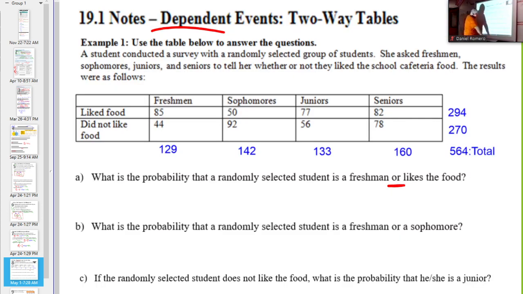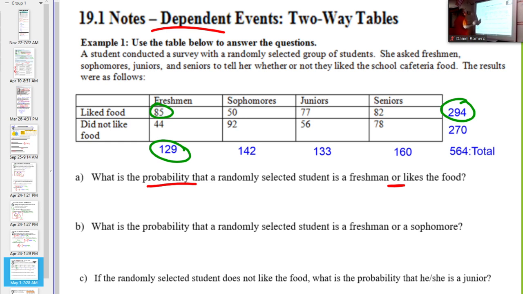When I count all the total freshmen, I'm already counting the freshmen that like food. It's not like they're going to clone themselves, because then the next thing I'm going to do is get all the people that like food. But these freshmen that like food are being counted twice. They haven't cloned themselves, so in order to account for that double dipping, I have to subtract those 85 at the end. So the probability of one event, let's say freshman came first.